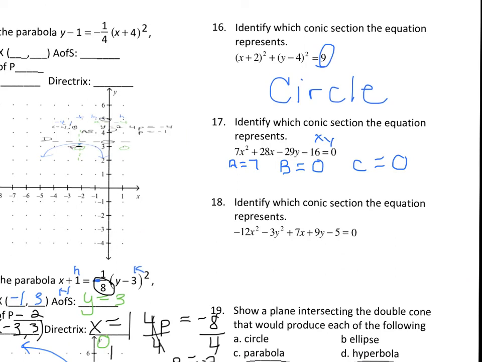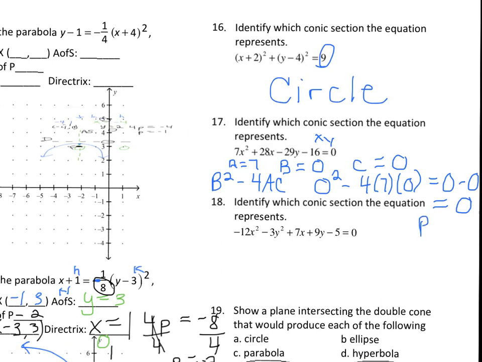So let's plug it into the b squared minus 4ac formula. So it's going to be 0 squared minus 4 times 7 times 0, which will be 0 minus 0. And when we get 0 for the answer, without a doubt, our answer is a parabola. That's the answer to number 17.